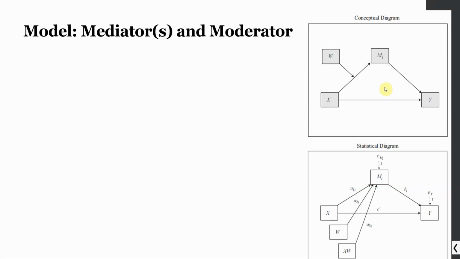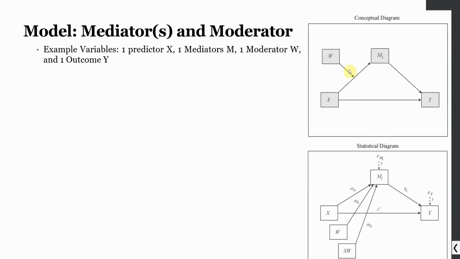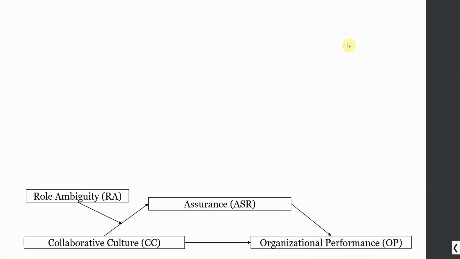Now this is the model, a very simple model that we are going to assess. This is the conceptual diagram. This is the statistical diagram. I've done the same in Hayes' PROCESS macro for SPSS and AMOS as well. In this case, we've got one predictor, one DV, one mediator and one moderator. And the variables are continuous.